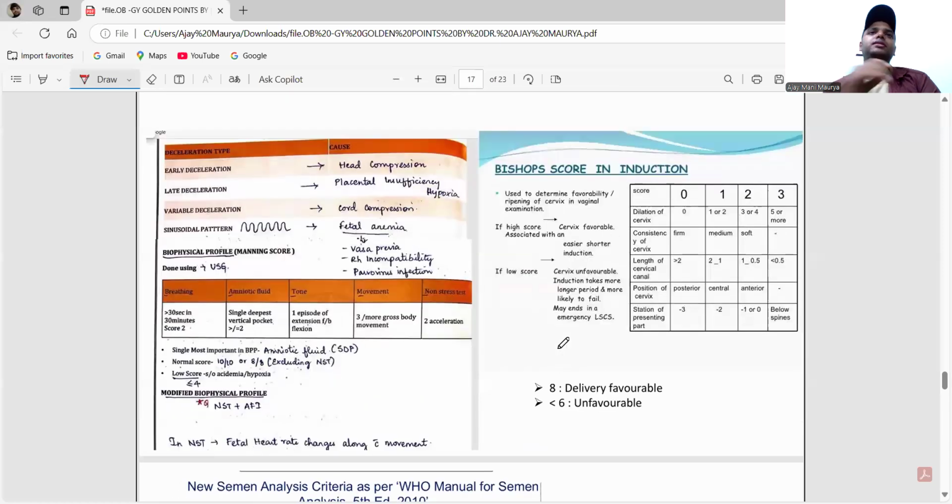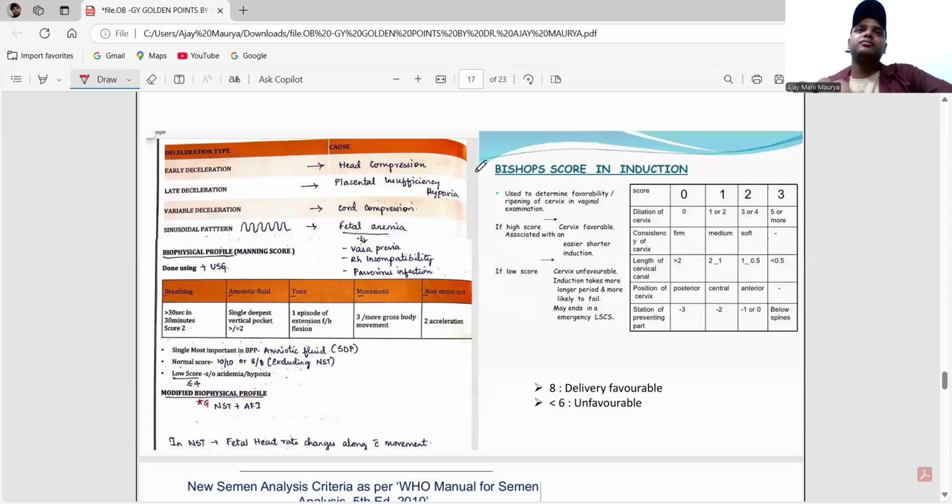Remember this one, guys. This is the CTG. Here, if there is an early deceleration, what is early? Which one comes first? Head will come first. Early deceleration means head compression. Late deceleration means placental insufficiency, hypoxia.